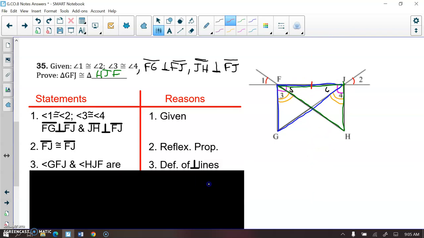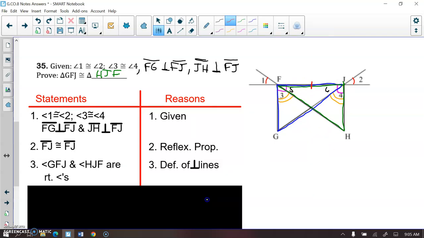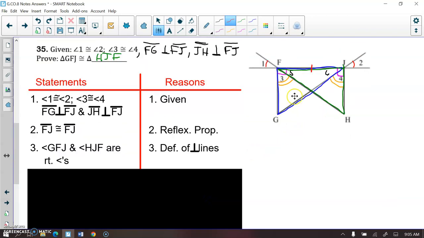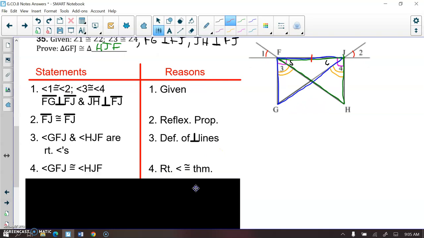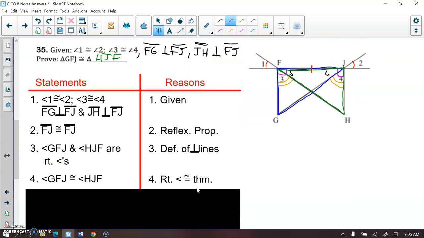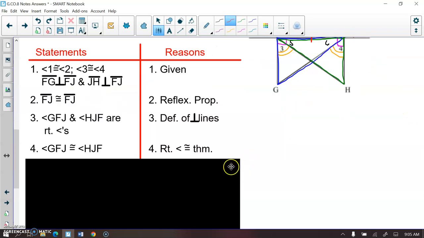on these triangles. So if we're using ASA, then that means we need to state that angles GFJ and HJF are right angles by the definition of perpendicular lines. And then we can state that they're congruent to each other by the right angle congruence theorem. Now, using vertical angles theorem, I can say angle 1 and angle 5 are congruent, and I can say angle 2 and angle 6 are congruent.